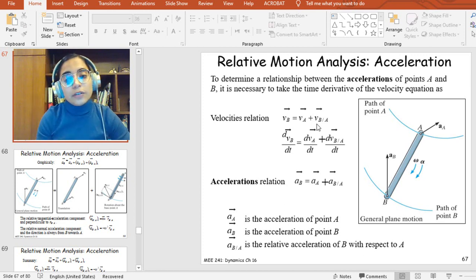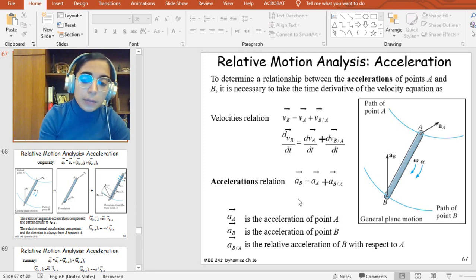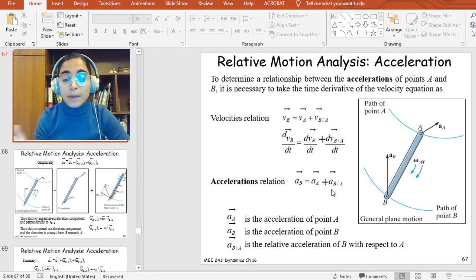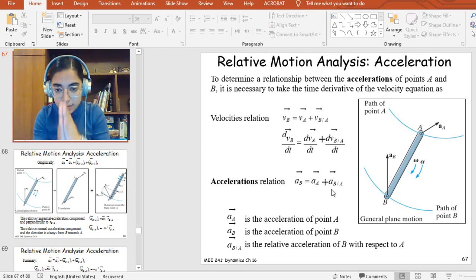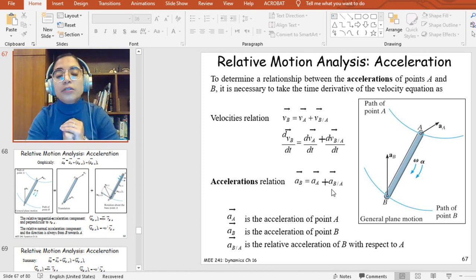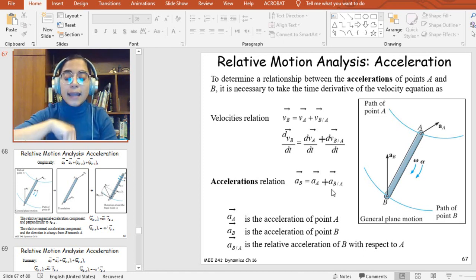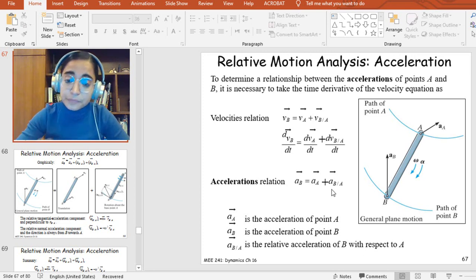Now, if I take the derivative, I can find the equation of acceleration. AB will be equal to AA plus AB with respect to A. What is AB? AB is the acceleration of point B on this rigid body. AA is the acceleration of point A, and AB with respect to A is the acceleration of point B with respect to A, as if A is fixed. It is my reference, and I want to see the acceleration of B with respect to me, located at this fixed reference.